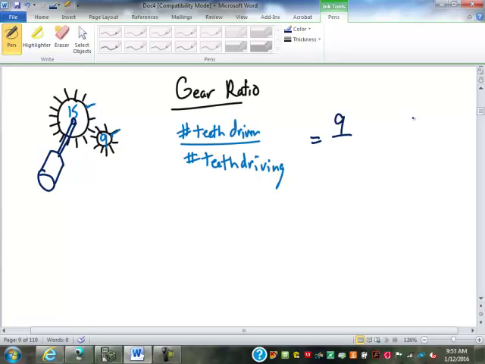The driving gear is the one that's connected to the power source. It'll keep turning if we separate them. That is the 15. So we have a 9 to 15 gear ratio, and of course I can reduce both of those by 3, giving me a 3 to 5 gear ratio. Any questions? That's always how it is. It's always driven over driving. Driven over the driver. Whichever one's closest to the power goes on bottom.